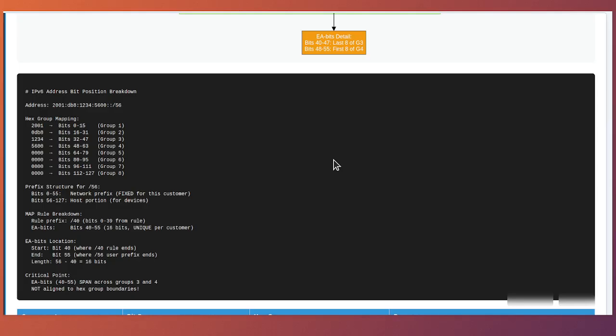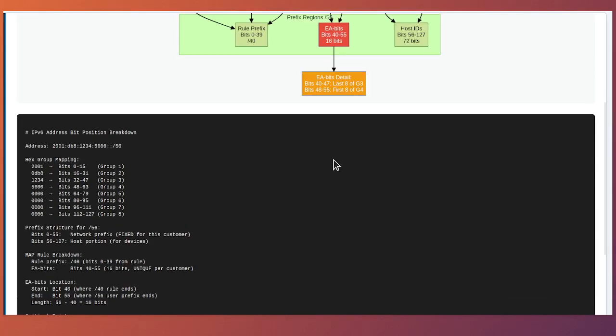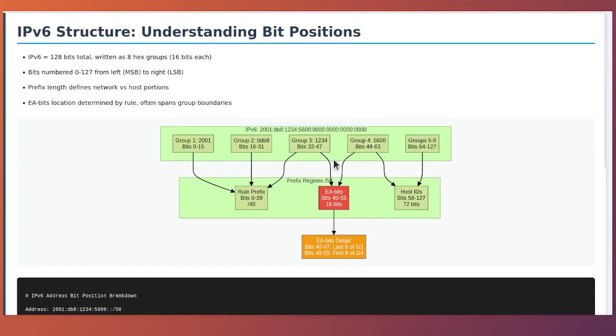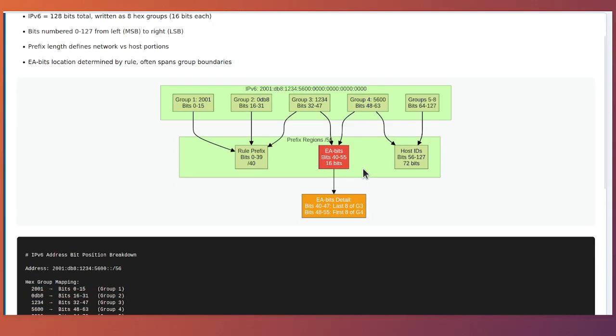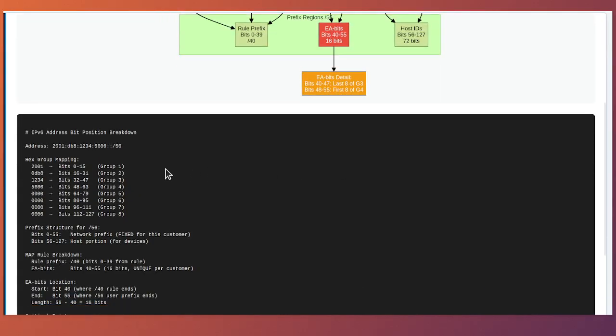The EA bits are not aligned to the convenient hexadecimal group boundaries that we see when we write out the address. The EA bits occupy specific bit positions that are determined by the MAP rule parameters, and these positions often span across the boundary between two hexadecimal groups. For example, if the MAP rule specifies a /40 prefix and customers receive /56 prefixes, then the EA bits occupy bit positions 40 through 55.